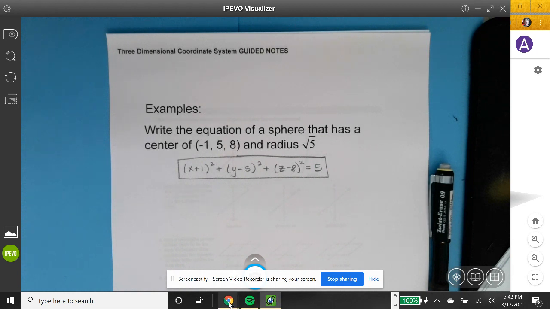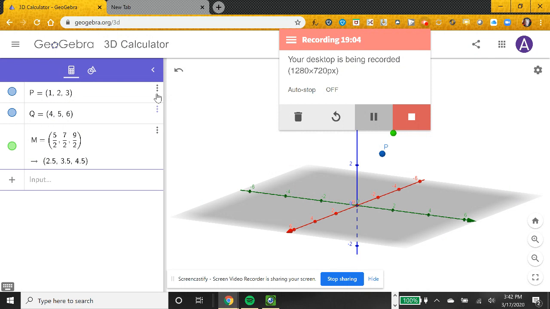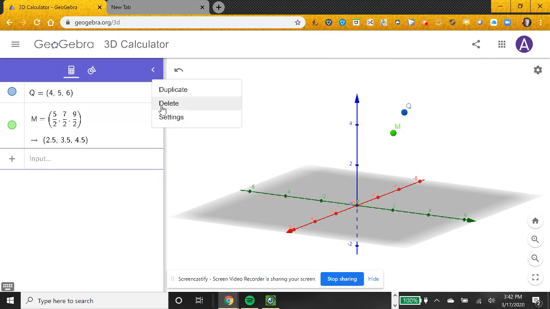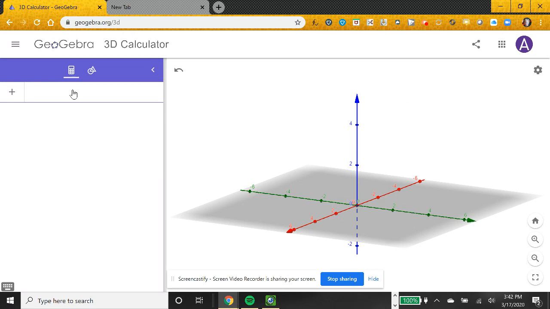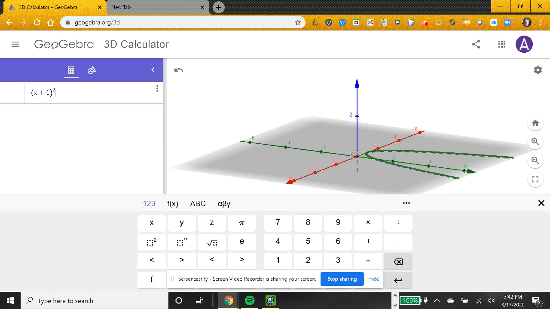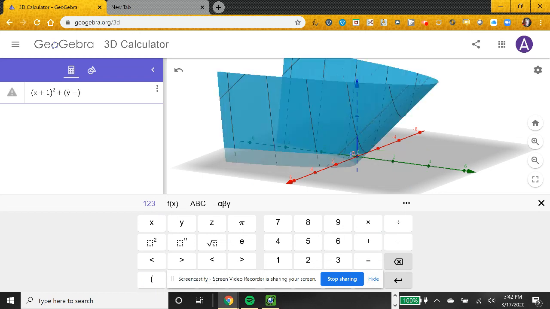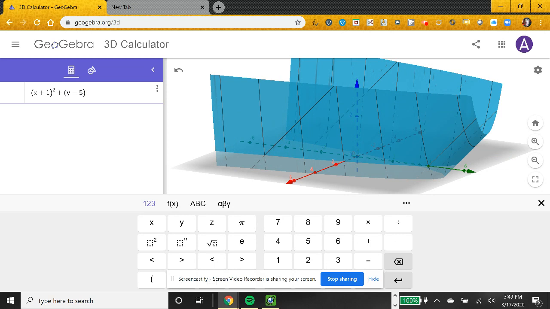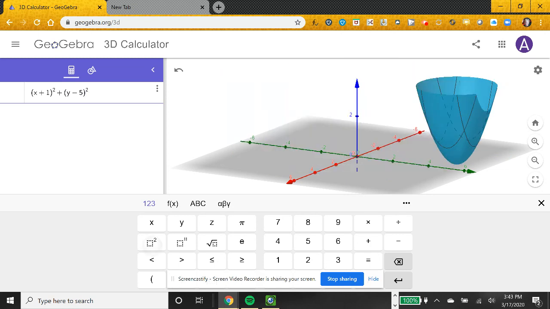Okay, so now we're going to go to Geogebra, and we're going to actually plot these things. So I'm going to delete these little points out of here. With Geogebra, you can actually just type in your equation. So we're going to type in X plus 1, and I'm going to put the square here. Plus, parentheses, Y minus 5. Yes, and all sorts of cool 3D shapes are popping up, I see. Squared. Plus Z minus 8 squared equals 5.